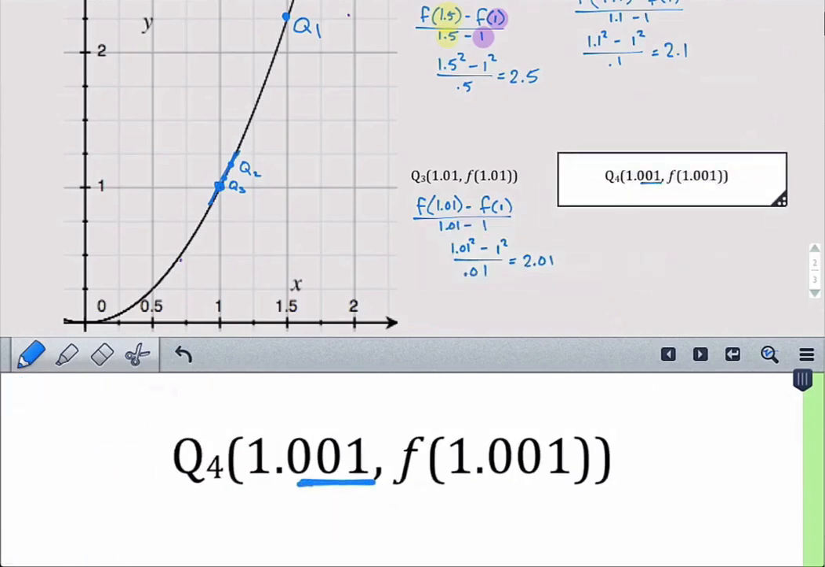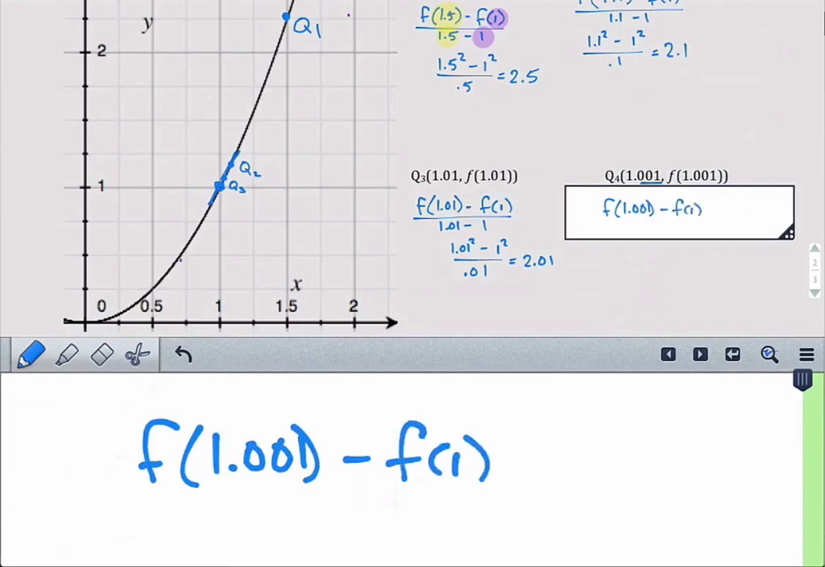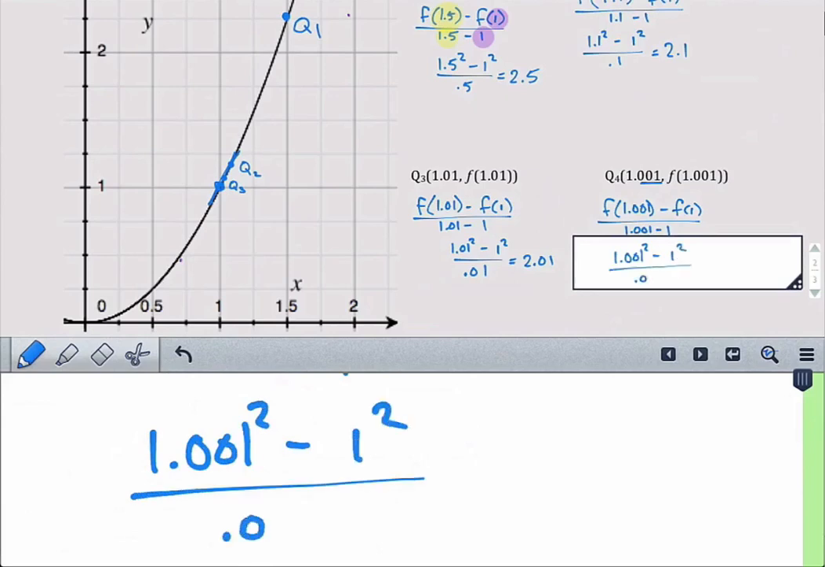We can get even closer. We can go within 1/1,000th away from our point (1, 1). So now we want f(1.001) minus f(1), over the difference, 1.001 minus 1. We get 1.001 squared minus 1 squared, over 0.001, and when we plug this into our calculator, we get 2.001.